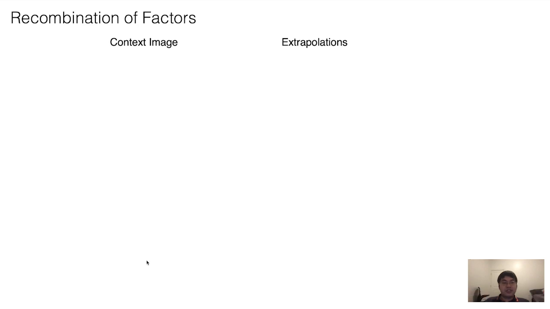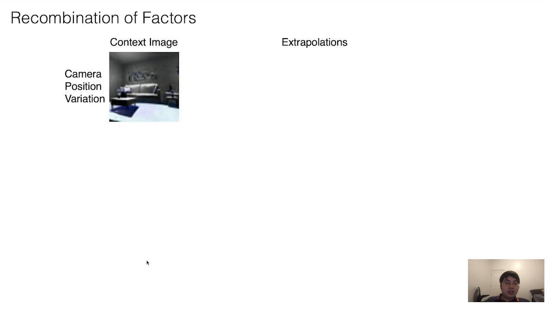Given our global factors of variation, now let's see what happens when we recombine them. In this setting, we take a single image and infer each of our unsupervised energy functions.